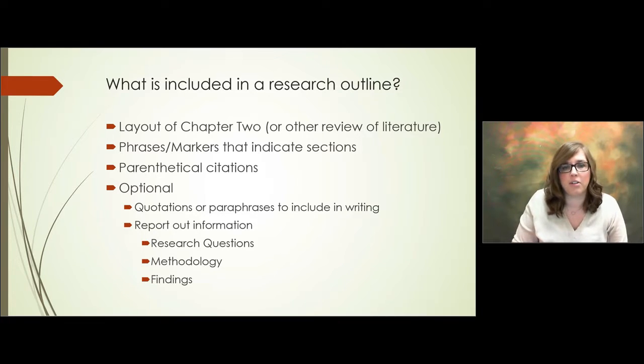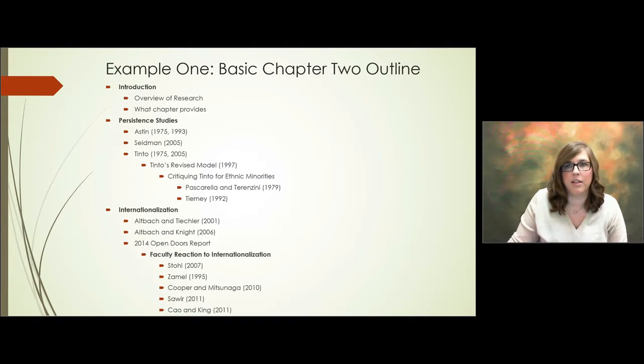You also might include report out information, so this is more again for your chapter 2. So you would include the author's research questions, the methodology, and the findings right there in your outline. So again, when you're writing long form, you can just drop in the details and connect the ideas using sentences and transition markers. So here's a basic chapter 2 outline.